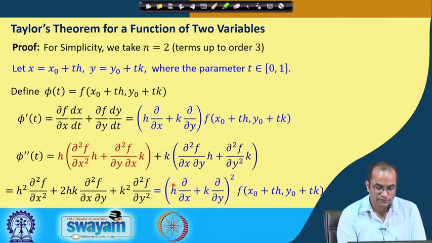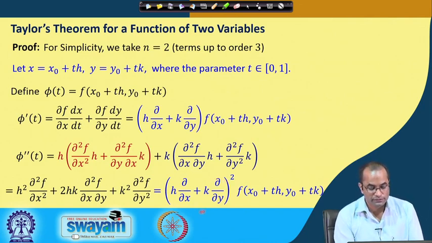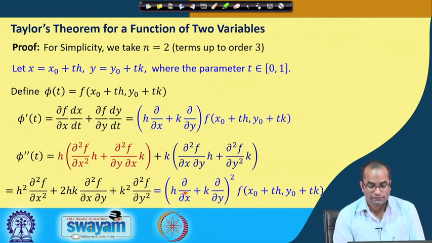So, the meaning of this square will be h square times the second order partial derivative with respect to x, not a whole square of this, then the k square and the second order derivative with respect to y, and then the 2 times hk and the mixed derivative. So, we have to understand that this whole square is not literally the square of these 2 terms, but the meaning of this here is in terms of the second order partial derivatives.